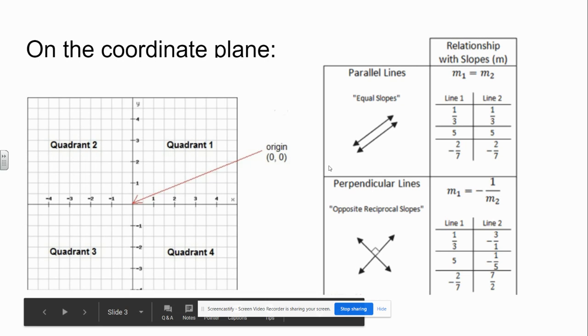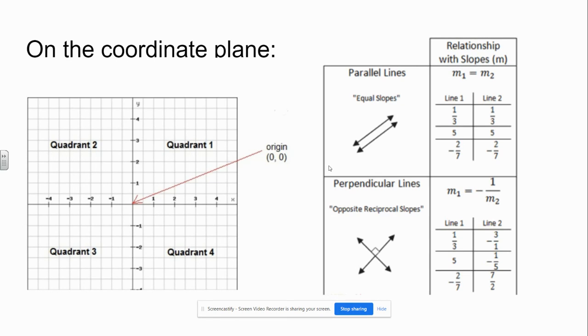Okay, now what we're going to be doing that's a little bit different, if you've noticed we've been graphing a lot of lines, we're going to be putting these lines on a coordinate plane. Okay, a coordinate plane is an XY thing that we did a lot in Algebra 1. Now, the slope kind of tells you how steep a line is. If two lines are parallel, then they're going to have equal slopes.